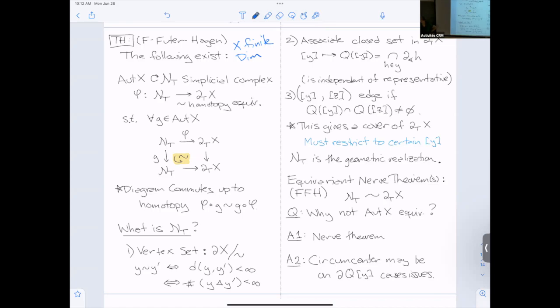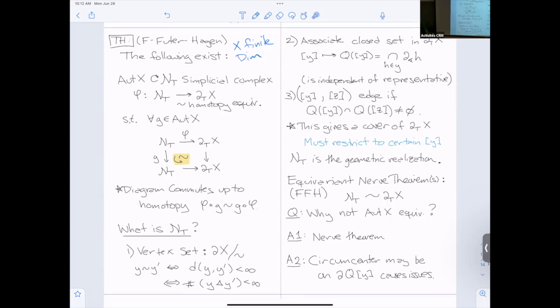So I have my group here, X. We have another version for a subgroup, but for right now it's X. We're going to construct a simplicial complex called NT. N is for nerve, T is for Tits, and it's going to have an action by the automorphism group. It will be homotopy equivalent to the Tits boundary.